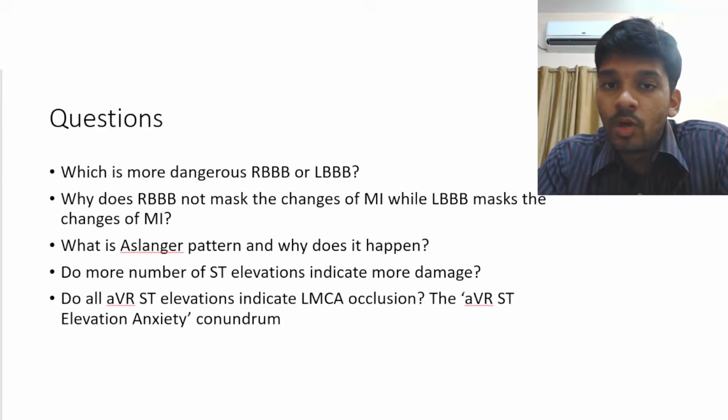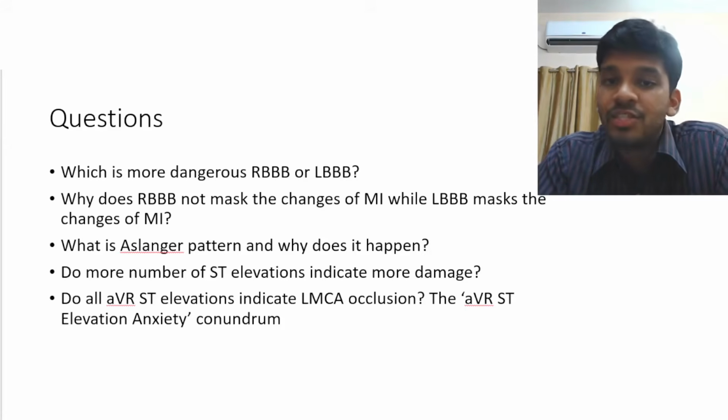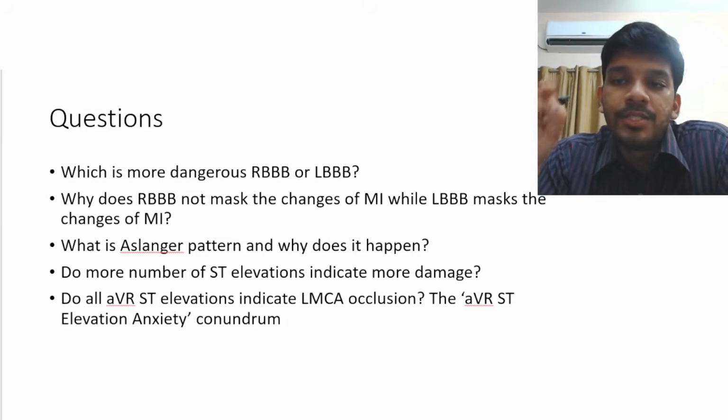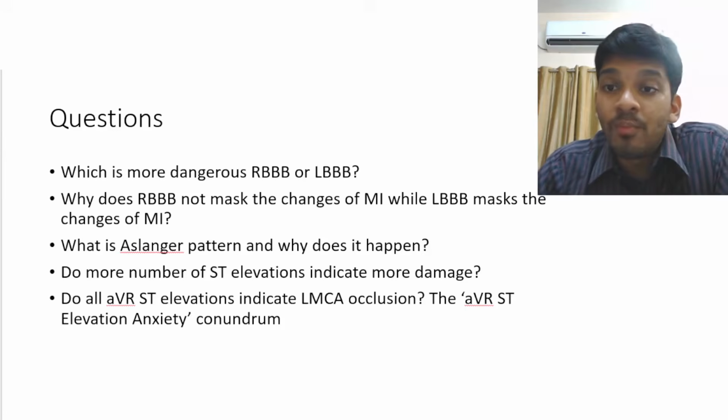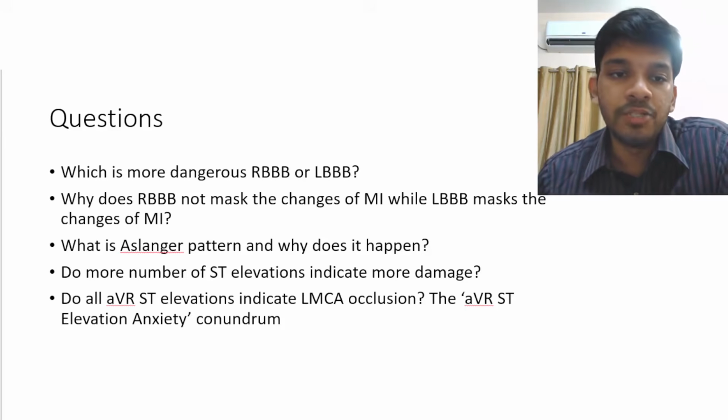Some other questions that were asked during this presentation: which is more dangerous, the right bundle branch block or the left bundle branch block? Another is, we have a Sgarbossa-Smith criteria for the left bundle branch block, but not for the right bundle branch block. What is the reason, and why does it not mask the changes of MI? Other questions: why does the Slanger pattern happen? Do more ST elevations indicate more damage? This is one question we have already answered, and we have also discussed the aVR ST elevation conundrum. So these were some questions that were asked to me by my consultants during my original presentation.